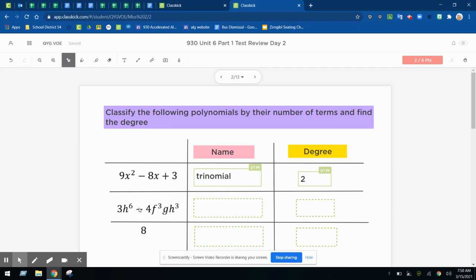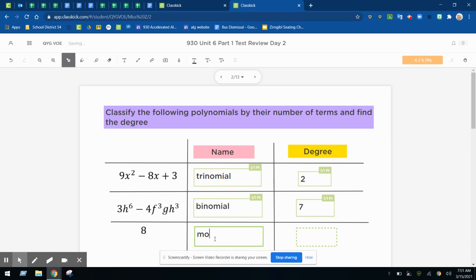All right, so we have 3h to the power of 6 minus 4f cubed g h cubed. Okay, so that is a binomial because we have two terms. And the degree is for one term. So I can see that this term in the back has a larger degree because I have a 3 for f, g to the power of 1 makes 4, and then h to the power of 3 makes 7. So the degree is 7. So we add up all of the exponents on one term. I'm not adding it to the 6. I'm just looking at the largest degree term.